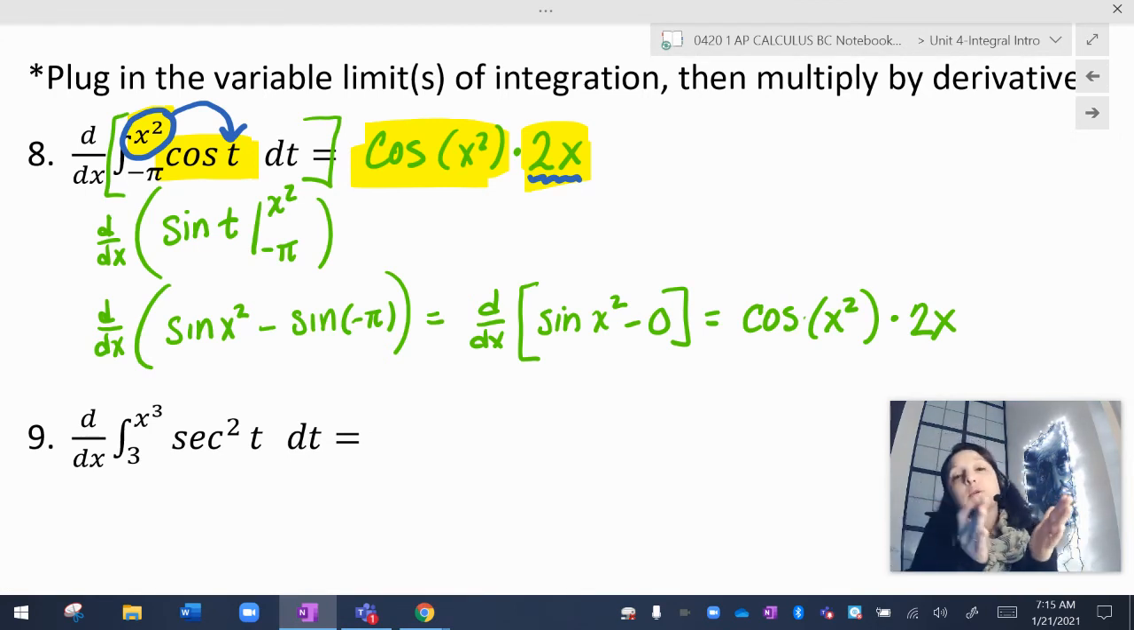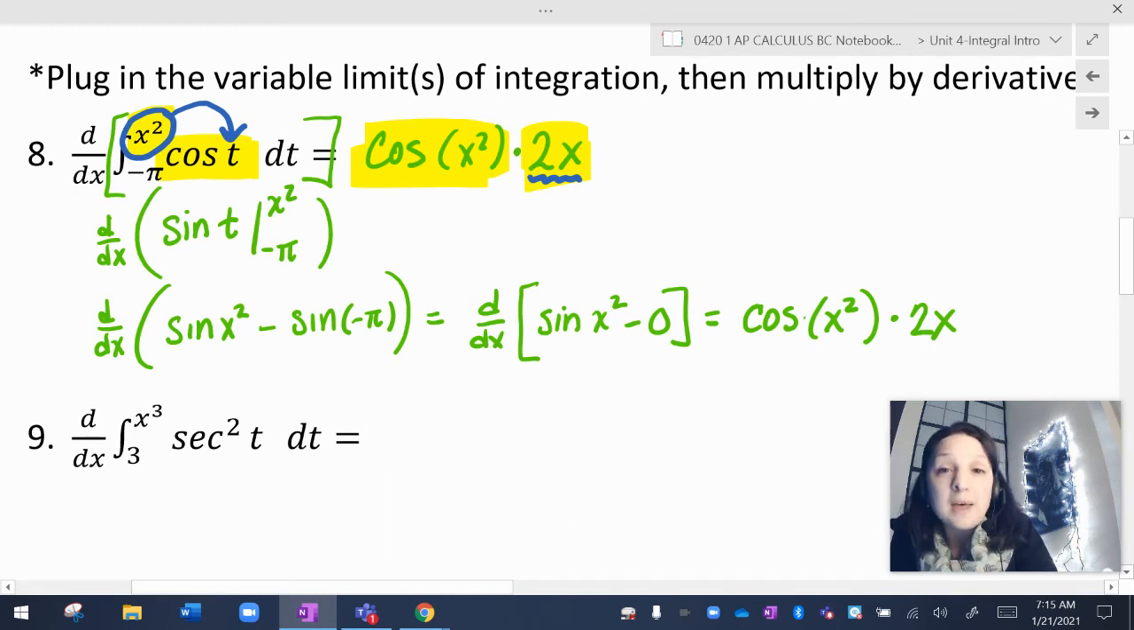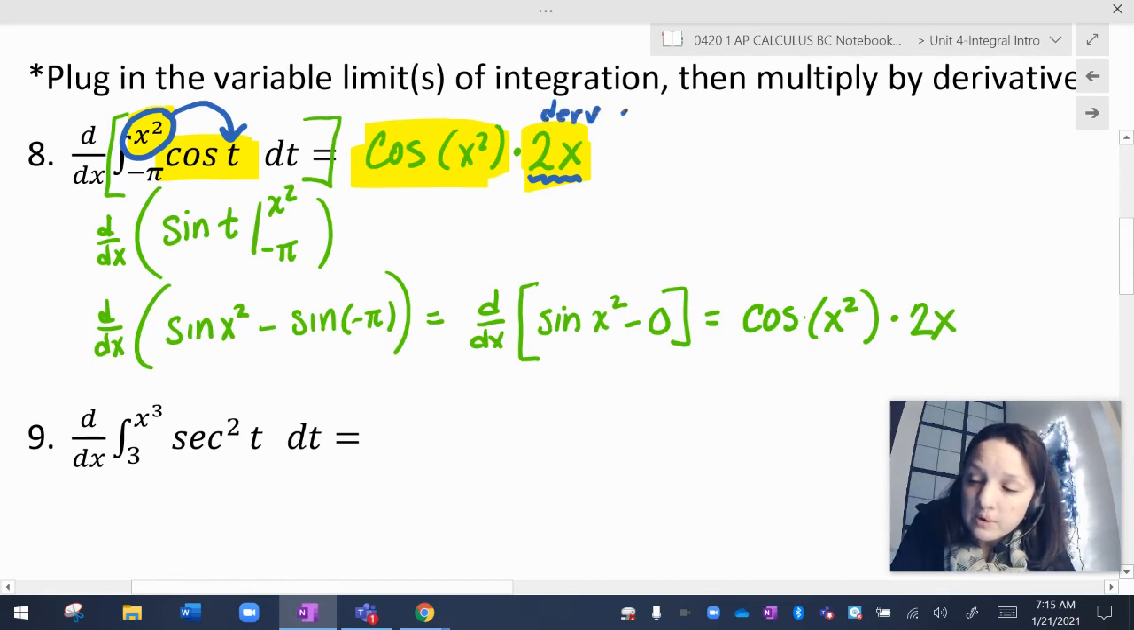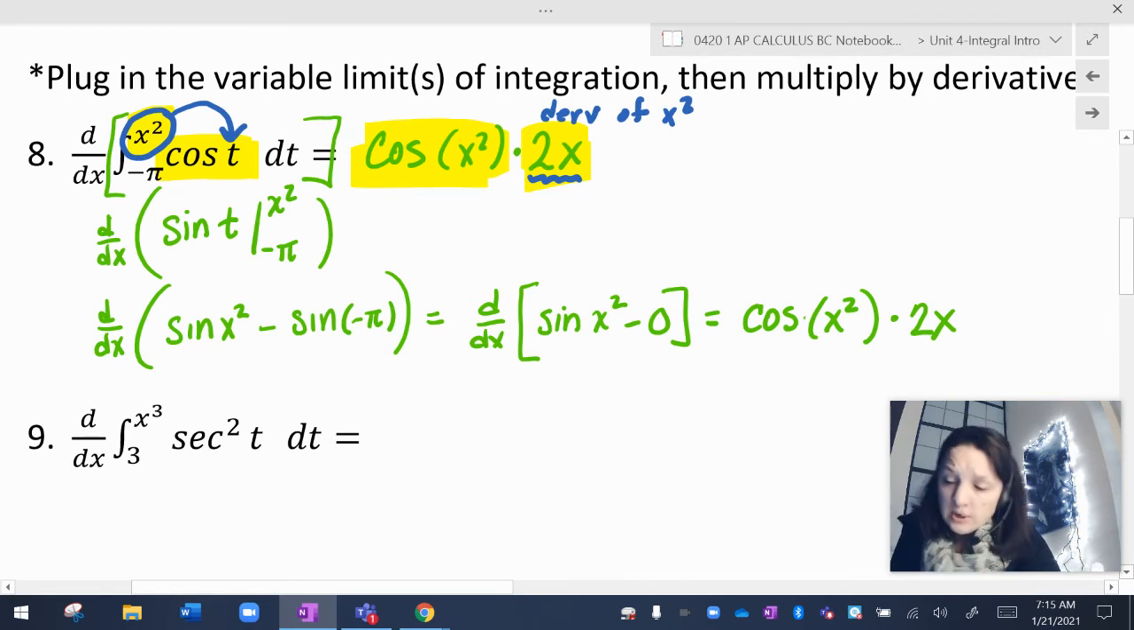So when you are differentiating an integral and your limits of integration aren't just an x, they're a function of x, you still drop the limit of integration in for t, but then you also multiply by the derivative of that limit of integration. Okay, so this thing gets dropped in, and then this is the derivative of x squared. That's it though. So let's use that shortcut now.